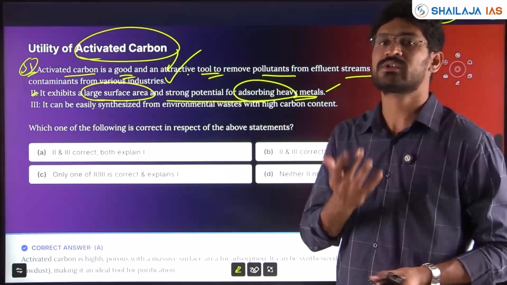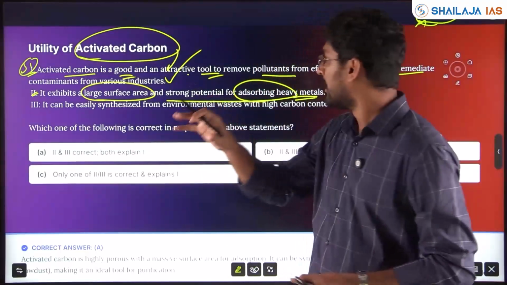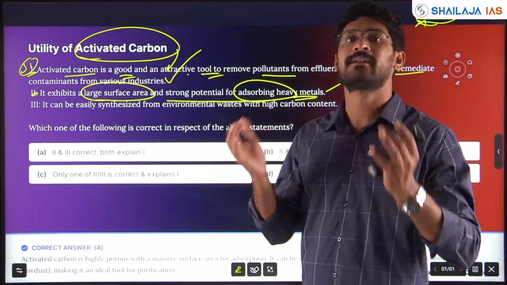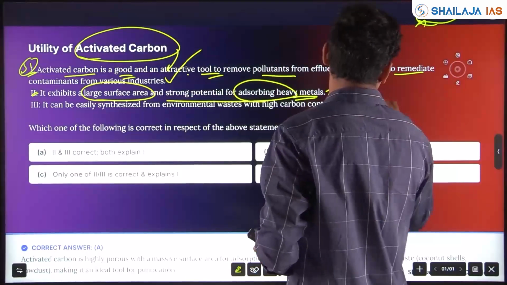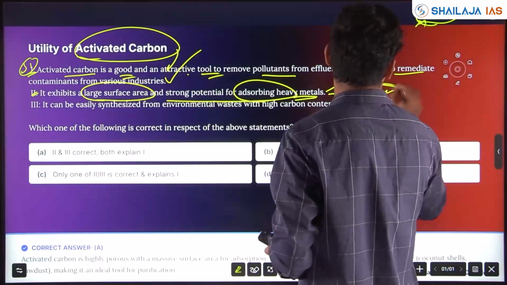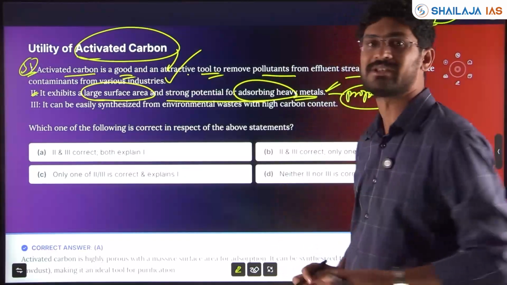Activated charcoal is used in mining areas; it will absorb all the dust. It should have a large surface area. This is a property you need to have with respect to carbon remediation or pollution remediation. Yes, this statement is also correct.